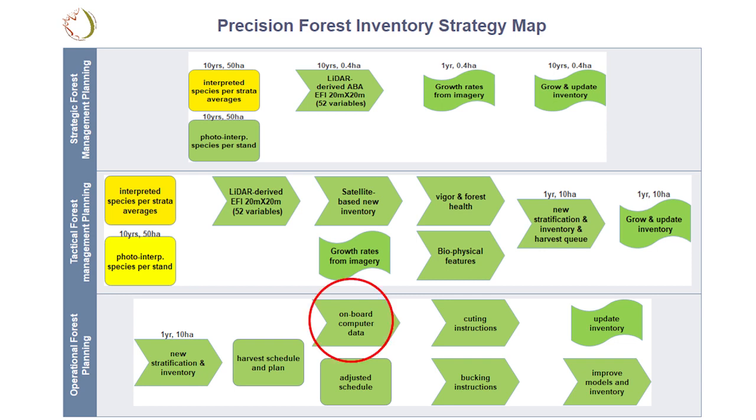And now comes the interesting technologies like data from your onboard computer on a harvester. You can even start to look at cutting instructions, bucking instructions. For that, you need very different inventory variables.